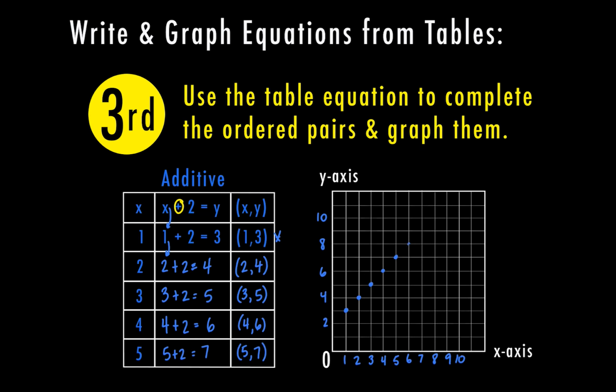I could even fill in the next ones without even using my table because I've already got the process. So that means I could tell that if x equals 9, y is going to equal 11. I can use that using my equation or my graph.